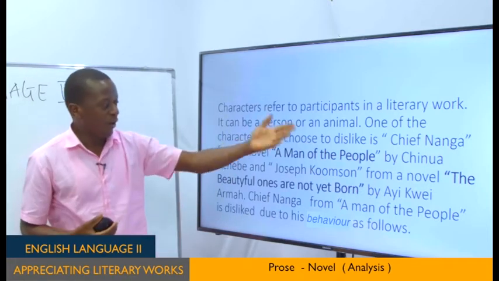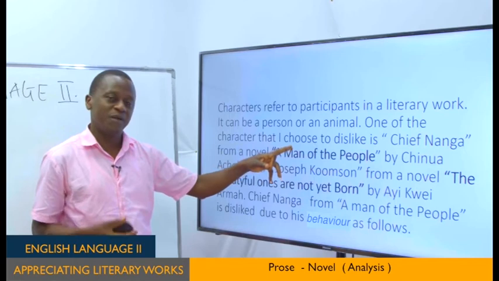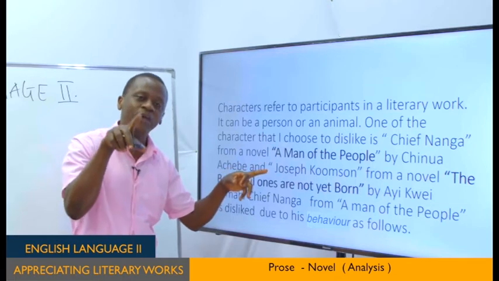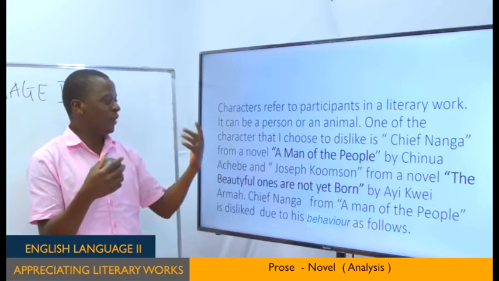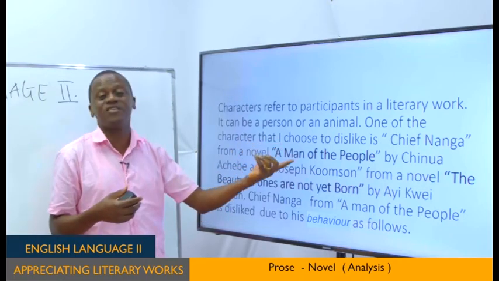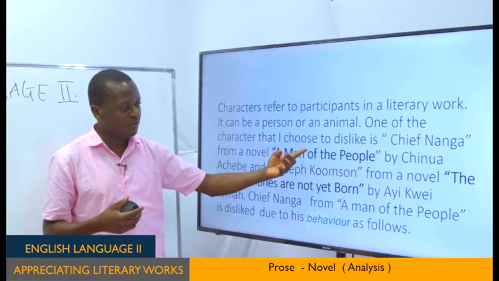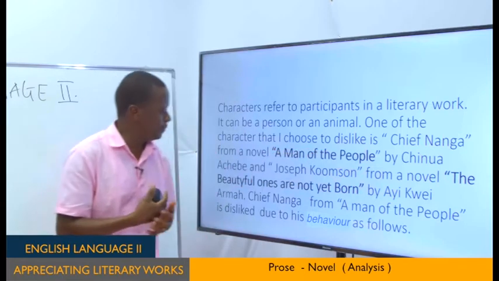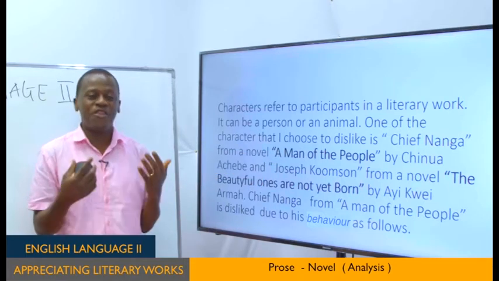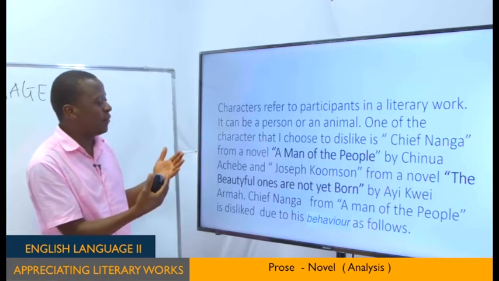Okay, now the introduction continues. One of the characters that I choose: remember, you are instructed to choose characters and say why you dislike them. So the use of the first person pronoun like I is expected throughout. So one of the characters that I choose to dislike is Chifranga from a novel titled A Man of the People by Chinua Achebe. That is me, I've chosen Chifranga, the character that I dislike.